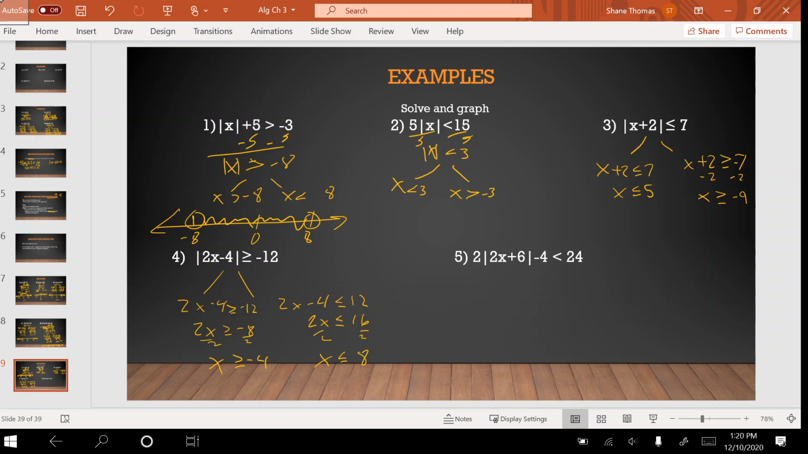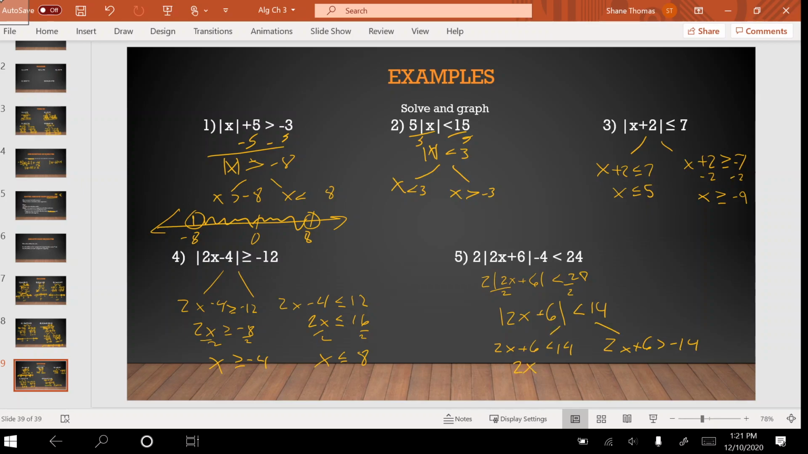Last one, add the 4 across first, so I got 2 times the absolute value of 2x plus 6 is less than, I added the 4, so it's 28. Divide both sides by 2. Relax. The absolute value of 2x plus 6 is less than 14. Split it. 2x plus 6 is less than 14. 2x plus 6 is greater than -14. So I split it here. All right, subtract the 6.